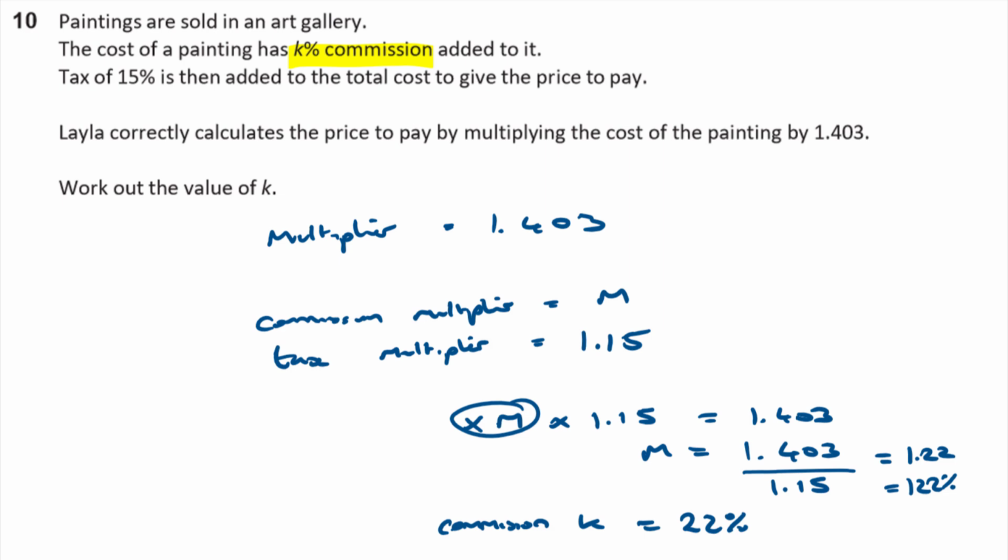So the 22% commission they added on would result in a 1.22 multiplier, and then the tax would be a further 1.15, and 1.22 multiplied by 1.15 is 1.403, so it seems to all work. Okay, commission is 22%.